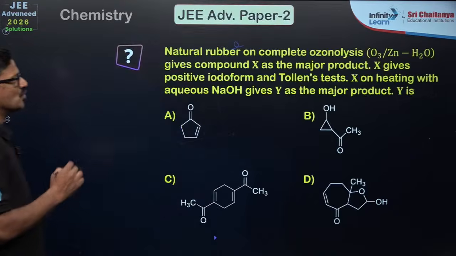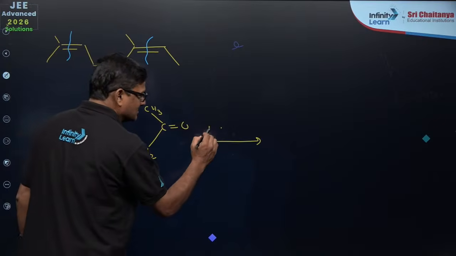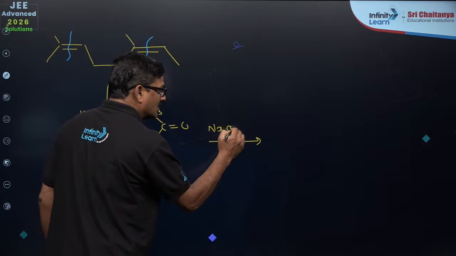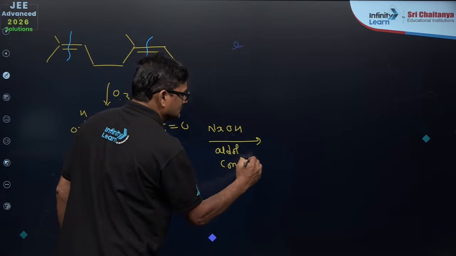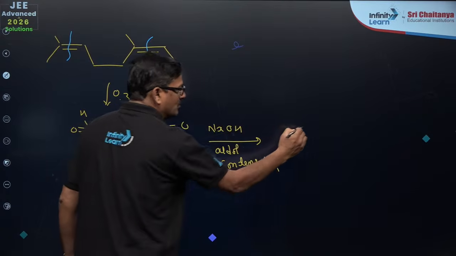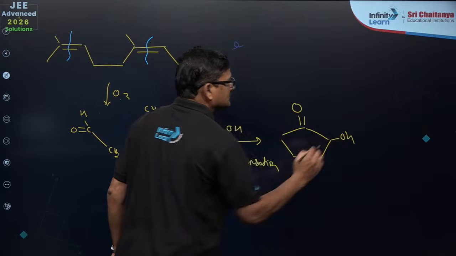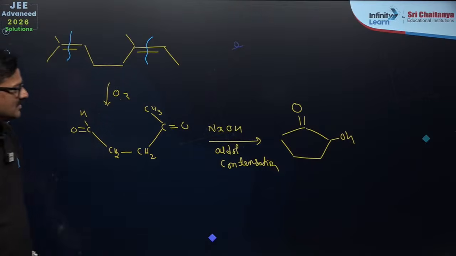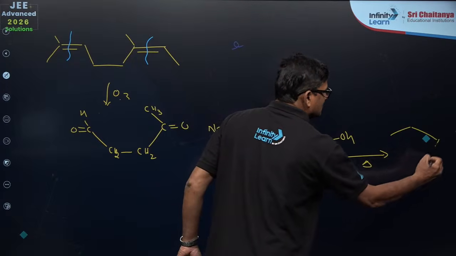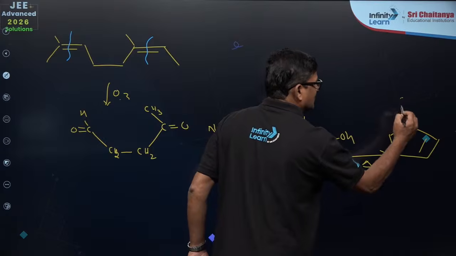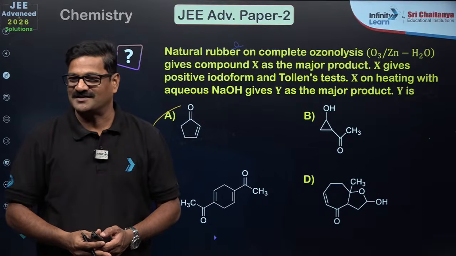This is on treatment with sodium hydroxide and gives a major product, and it undergoes intramolecular aldol condensation. You will be getting the product like this, in which a 5-membered ring is formed, which on heating, you will be getting the structure like this. So I just want to give you, option A is the correct answer for this question.